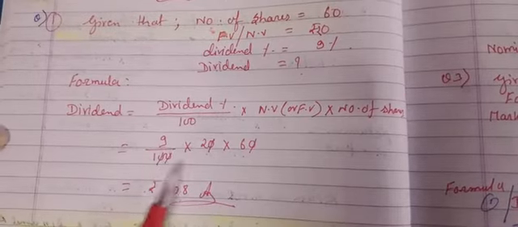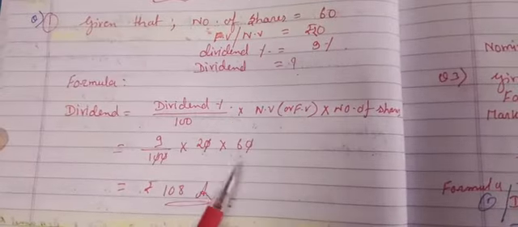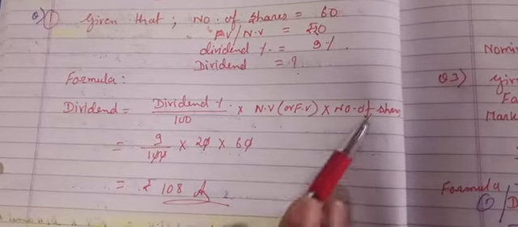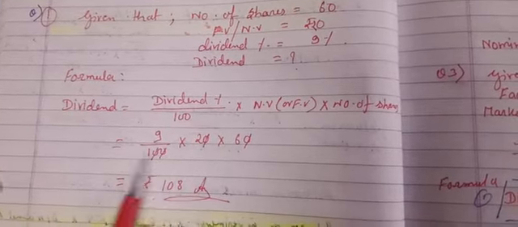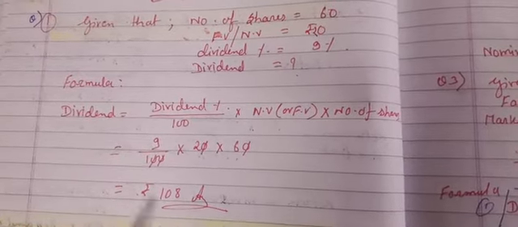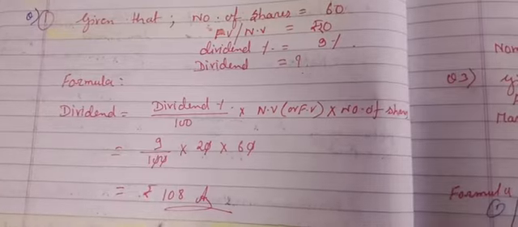So 9 upon 100 into face value, that was 20, means the original cost of one share is 20. How many shares are there? Number of shares is 60. So we calculated it, and this is equal to rupees 108. It means dividend is equal to rupees 108. And here your answer is over.